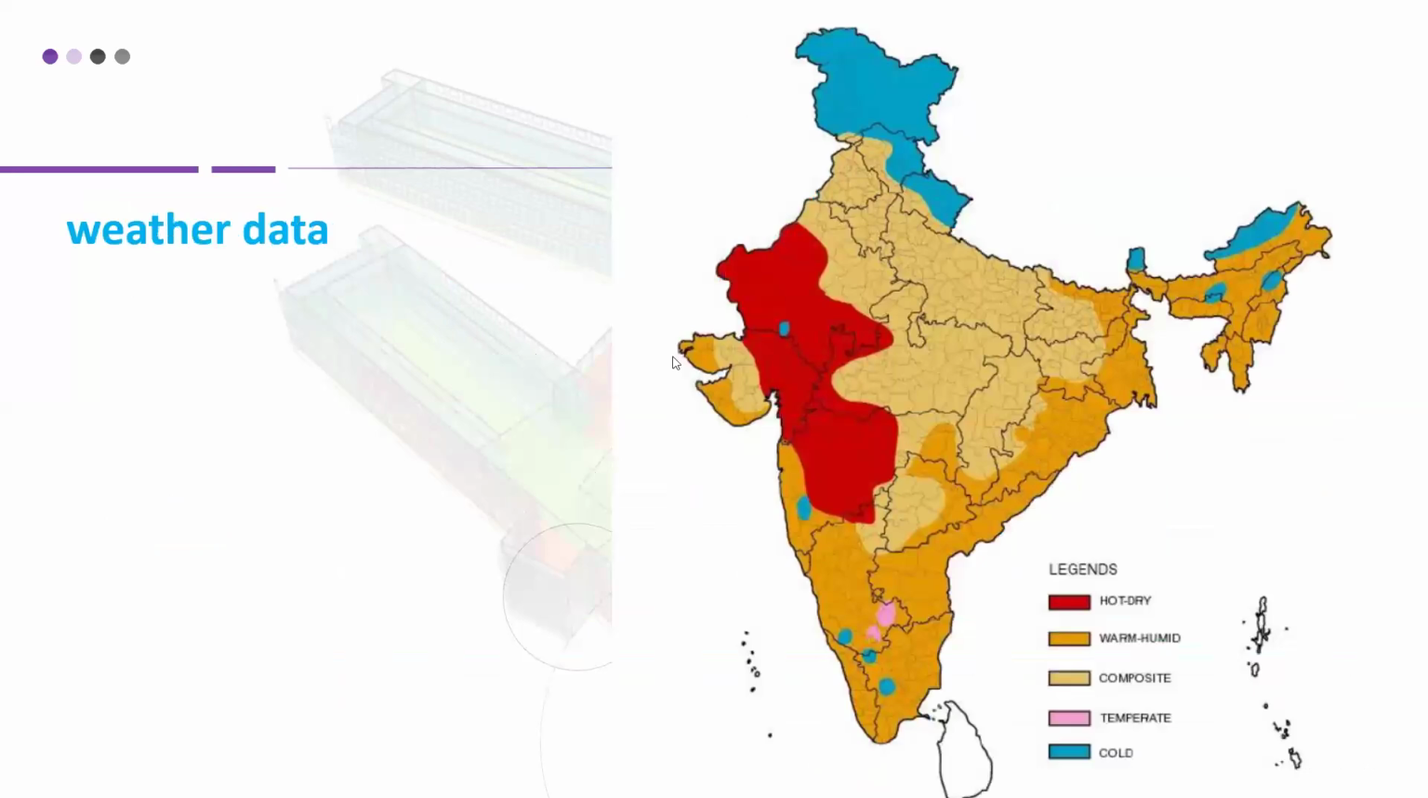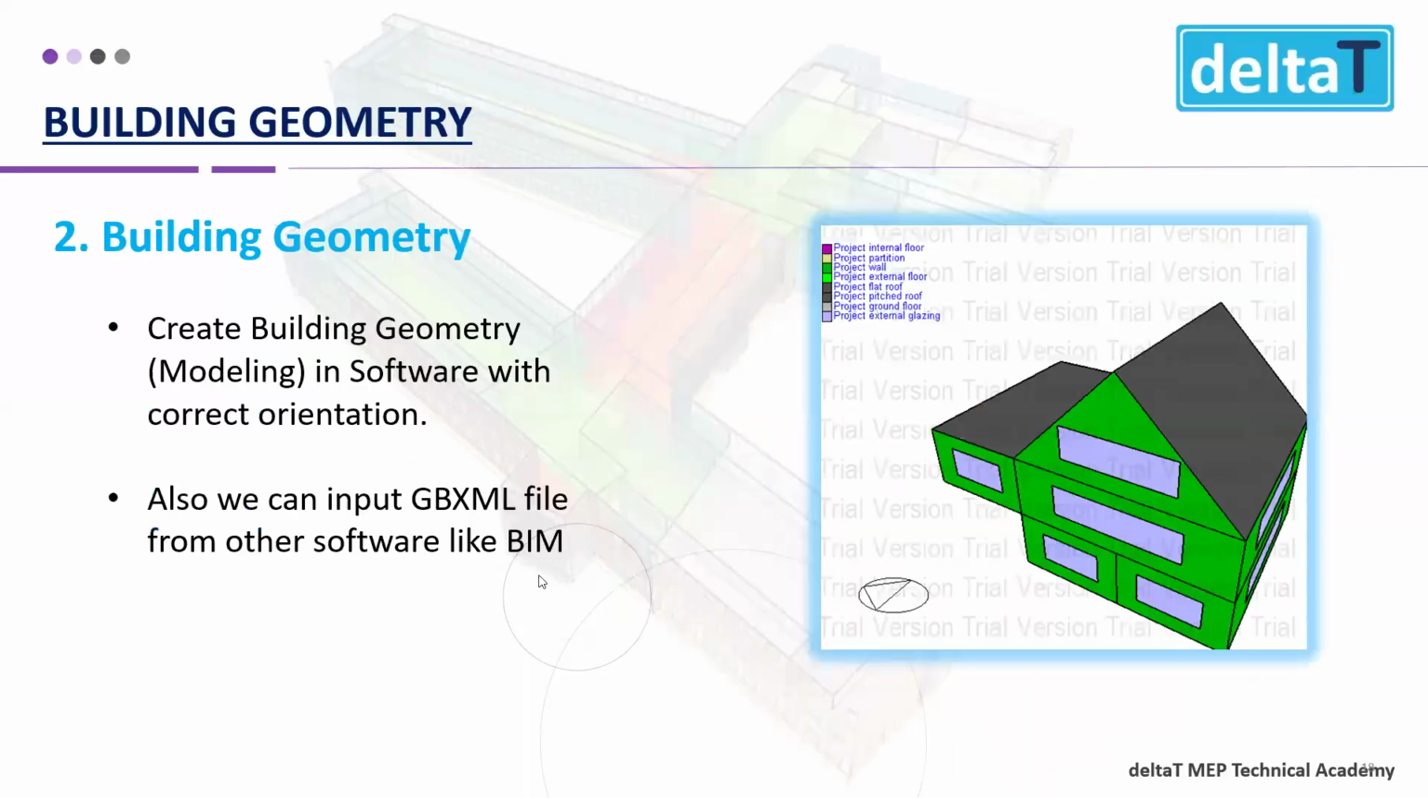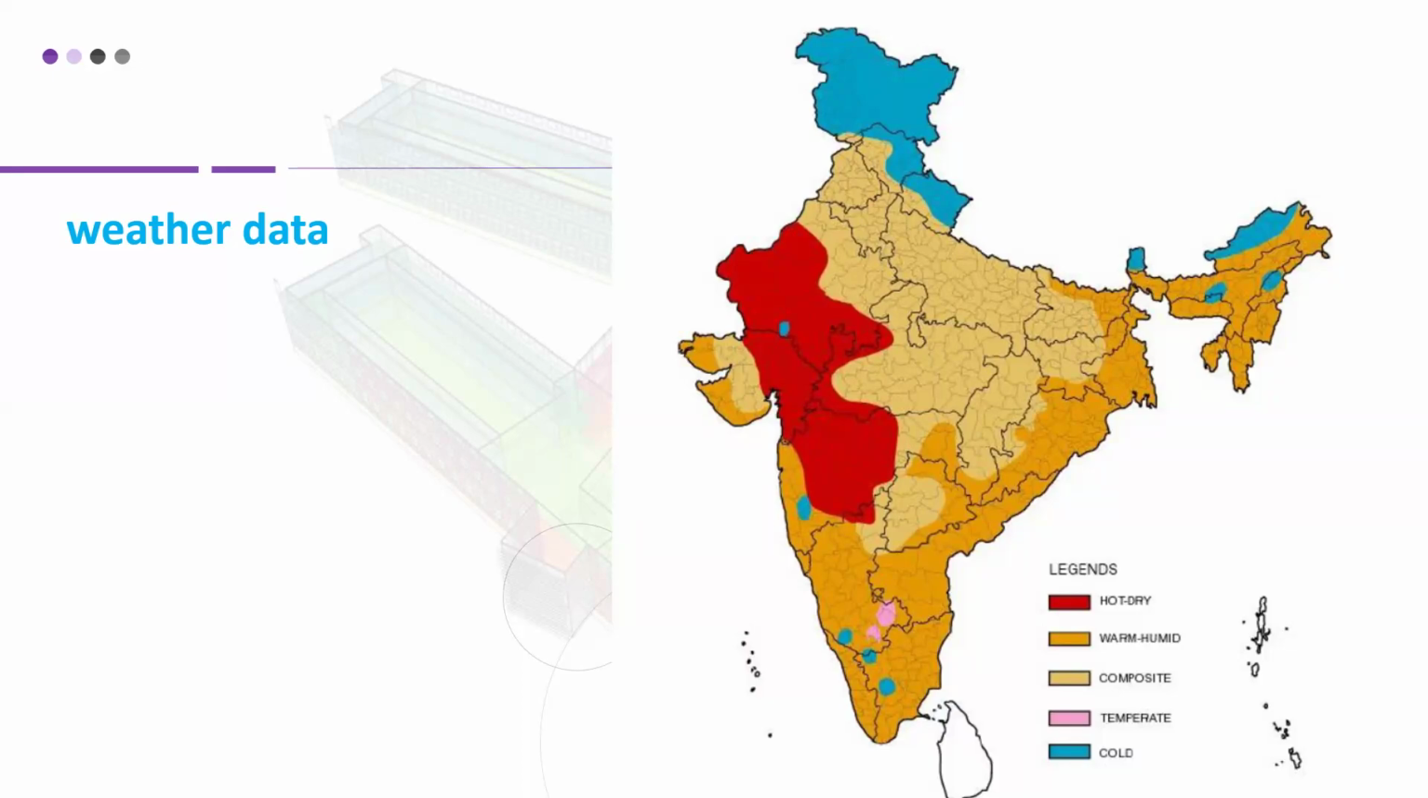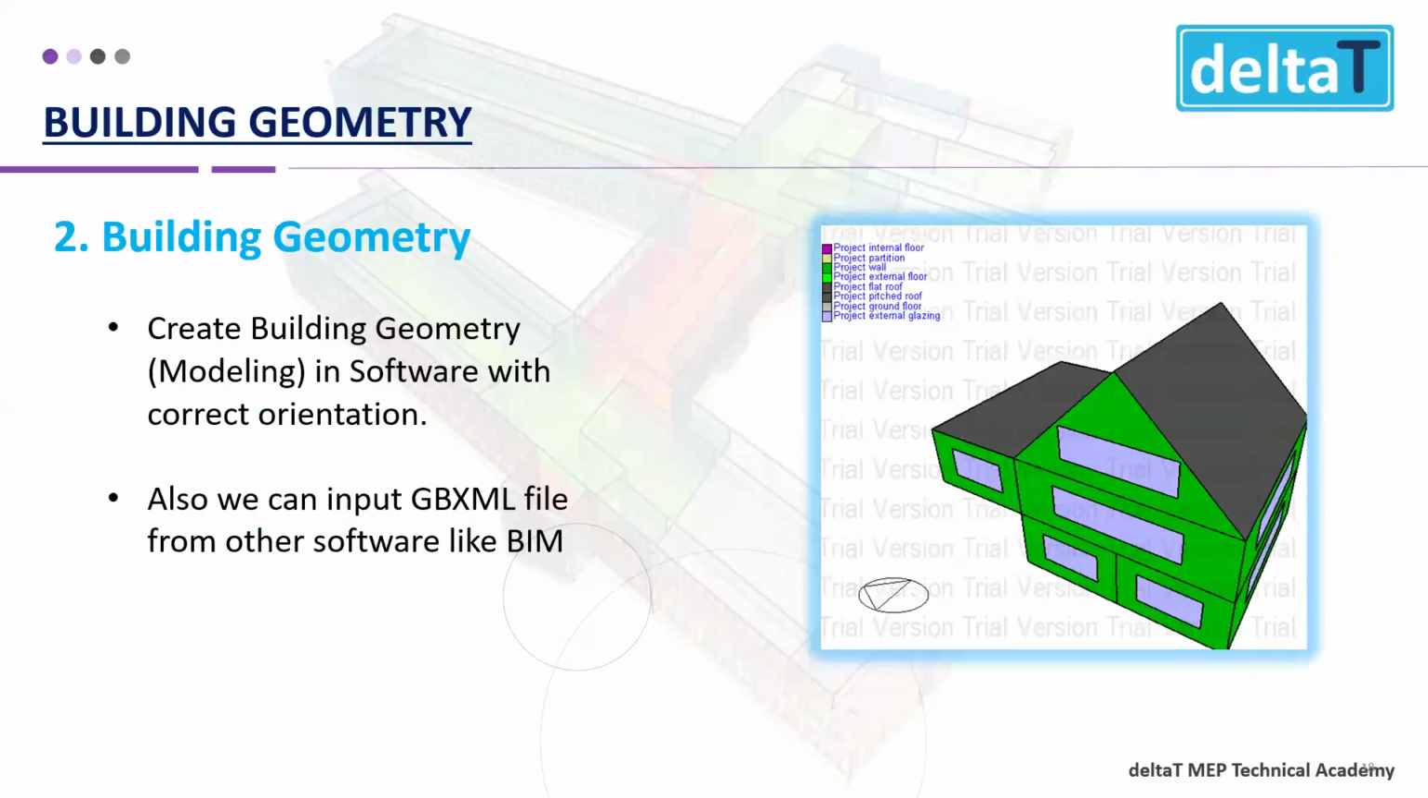Then here we have certain standards, like ECBC, the Energy Conservation Building Code. That standard says which type of climate zone we are located in. So you see Bangalore is in temperate. Fine. So we should know the weather data. Now the next one is building geometry.